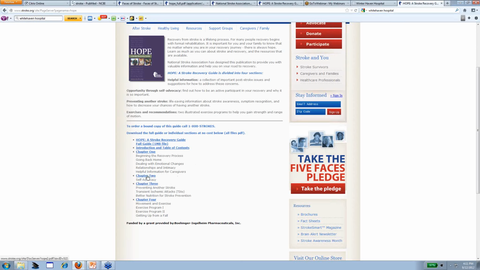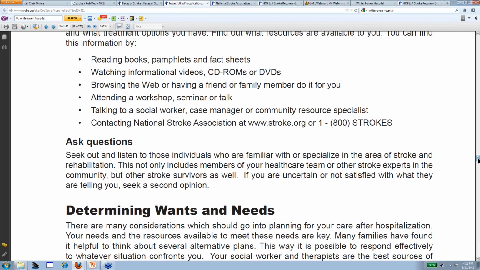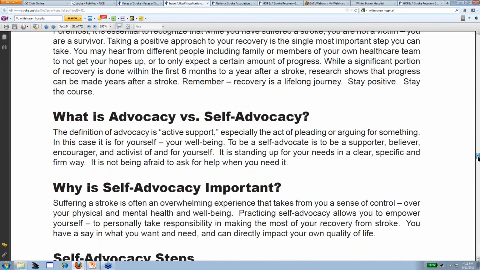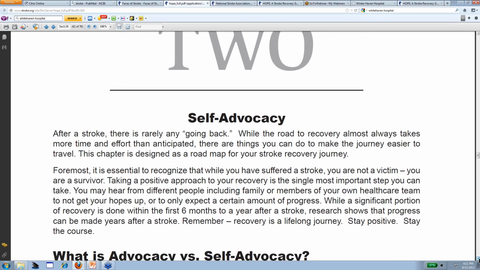I do want to make sure I direct you to Chapter 2 of this HOPE Guide on self-advocacy, because I think that a lot of the materials we're going to cover and tactics we're going to discuss are connected to that particular chapter. And just so you know that you're in the right place when you see it, this is what Chapter 2 looks like, that self-advocacy manual that's on the stroke.org site.